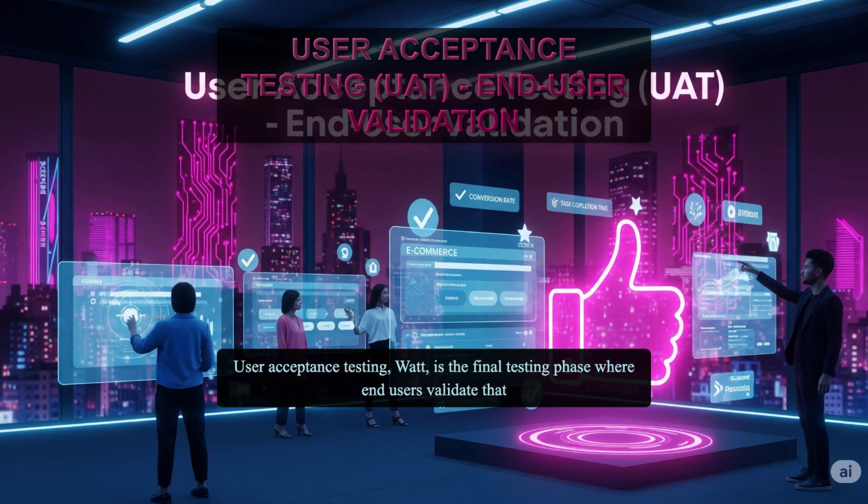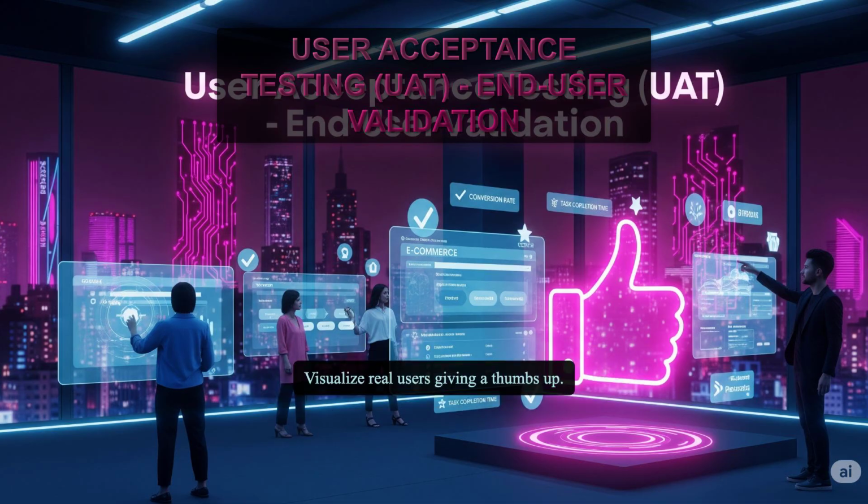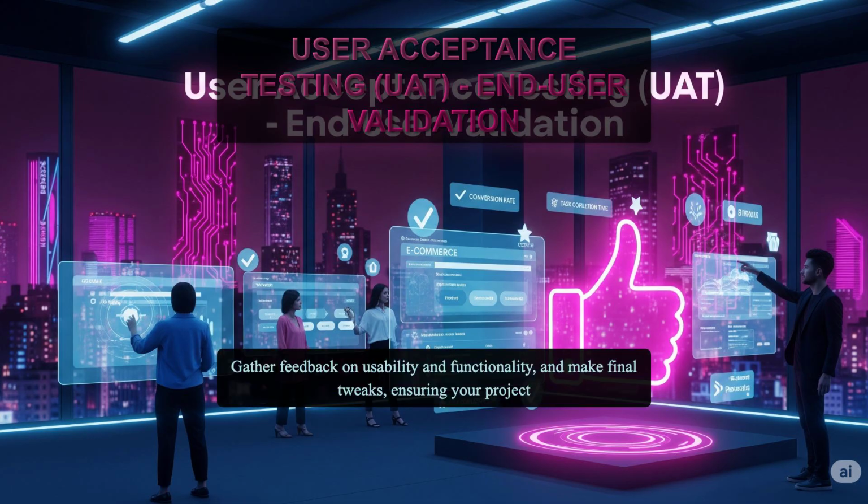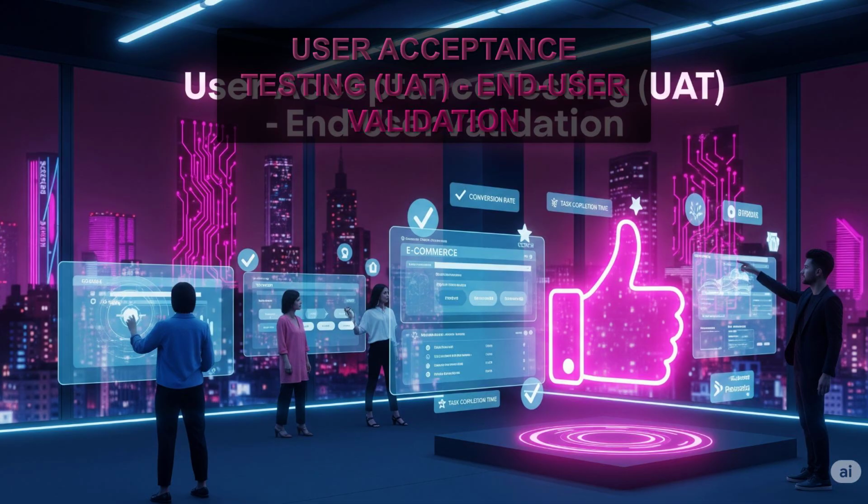User acceptance testing, UAT, is the final testing phase where end users validate that the product meets their needs, like testing a new e-commerce checkout. For a full-stack dev, this might involve users trying your app's payment flow. Visualize real users giving a thumbs up. Conduct UAT with a representative group. Gather feedback on usability and functionality, and make final tweaks, ensuring your project delivers value and aligns with user expectations before full release.